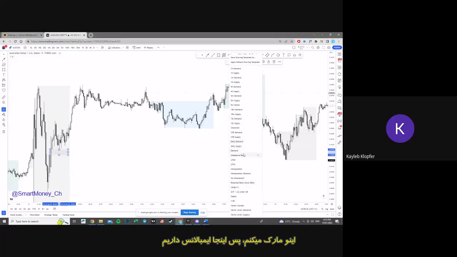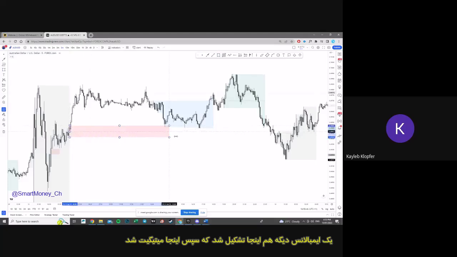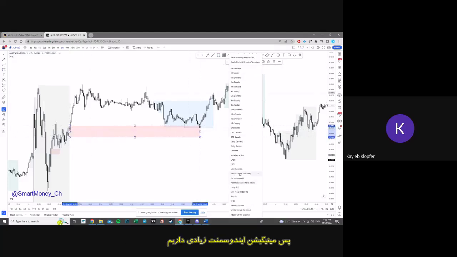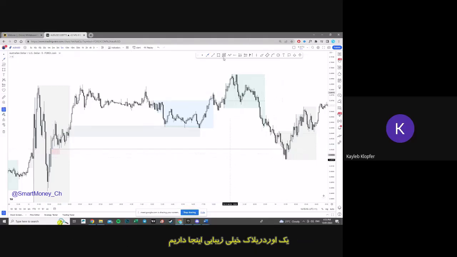Let me just mark this out. So we have imbalance here, and then what do we have? We have wicks that start mitigating. This created another imbalance here, but it ended up mitigating to here. So we have more mitigation inducement. And the idea is that we want to grab the leg that created the start of that mitigation inducement. We have a very, very nice order block here.